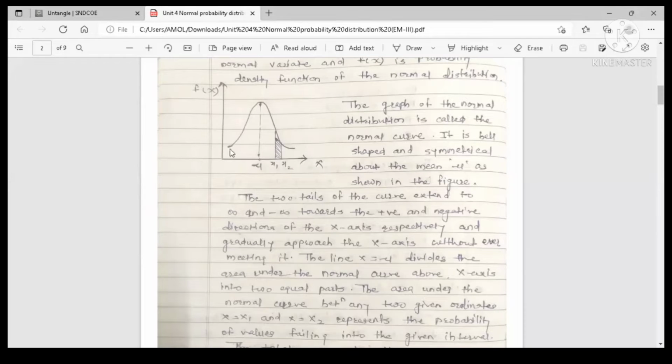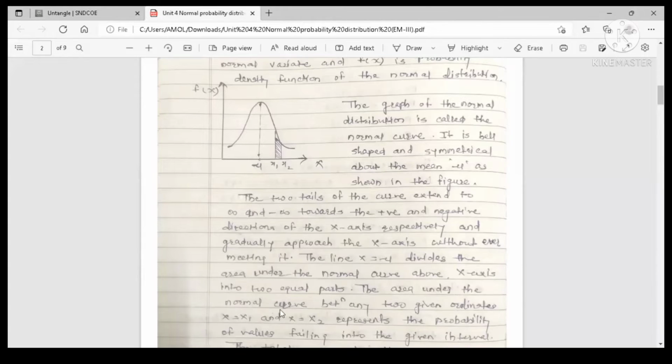The line x = mu divides the area under the normal curve above the x-axis into two equal parts. This line x = mu divides the normal curve into two equal parts above the x-axis.